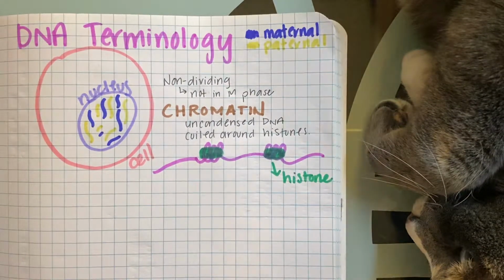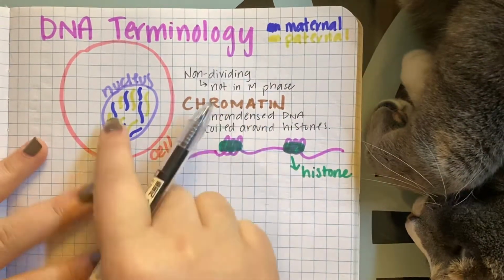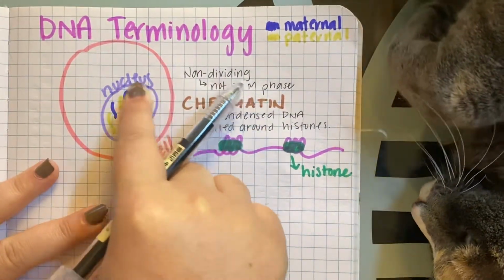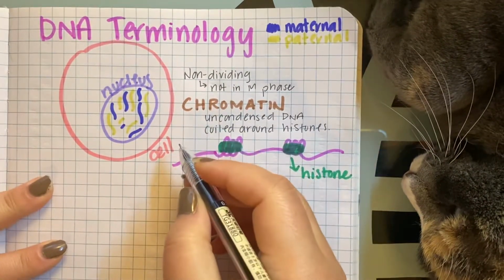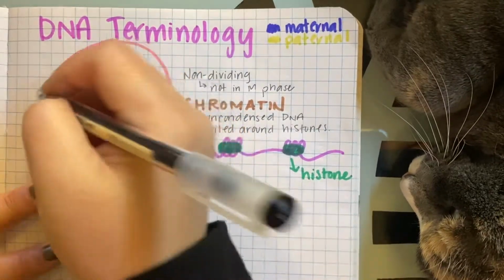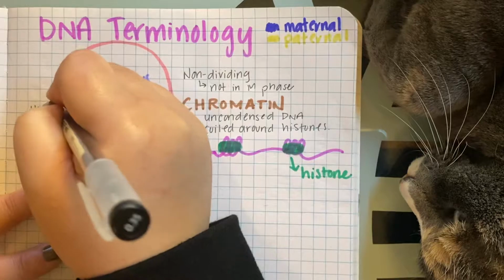So when you look at a cell that is in interphase or G0, the nucleus appears really, really dark because it's full of all this chromatin. So let's just kind of go over numbers. In a regular human cell, you're going to have 46 pieces of chromatin.